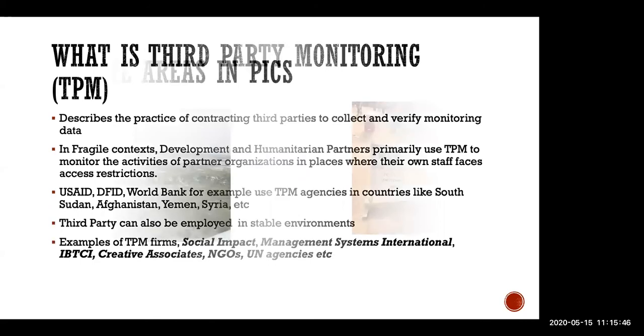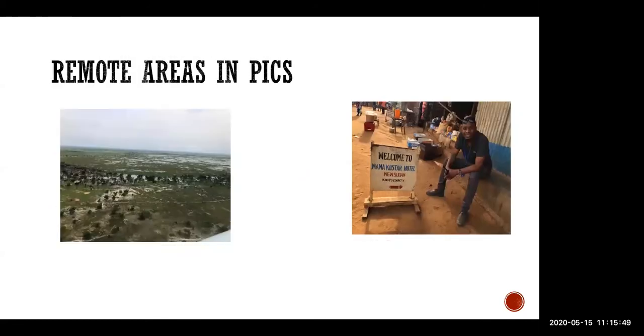I just put a slide of some of the areas that I've been to when I was doing third-party monitoring. This one was for a World Bank project in South Sudan. In terms of remoteness, it could be inaccessible because of the environment, or because of conflict, or war, or the infrastructure that is there. As you can see in the picture on the left, that area can only be accessed by air, and when you go to that place, you can have trouble even moving from place to place. Also, the infrastructure might not be very friendly.